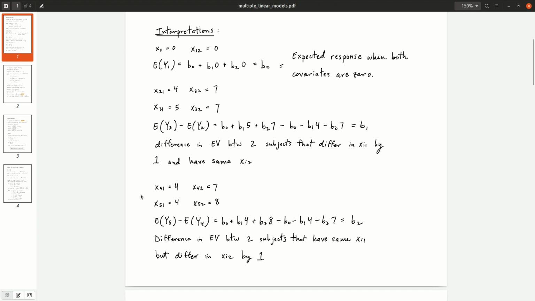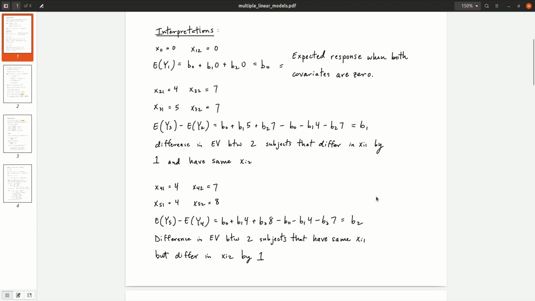All right, now let's do the same thing. This one should go a lot faster because it's sort of analogous to the first one. What we're going to do here is hold the first covariate constant, and change the second covariate. So if we go through all the math, it's B0 plus B1 times 4 because of this, plus B2 times 8 because of this, minus B0 minus B1 times 4, minus B2 times 7, which is just B2.